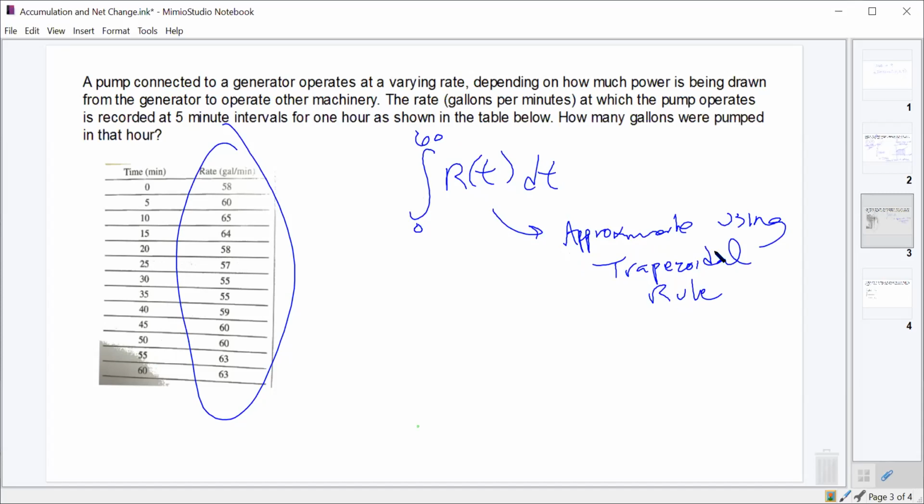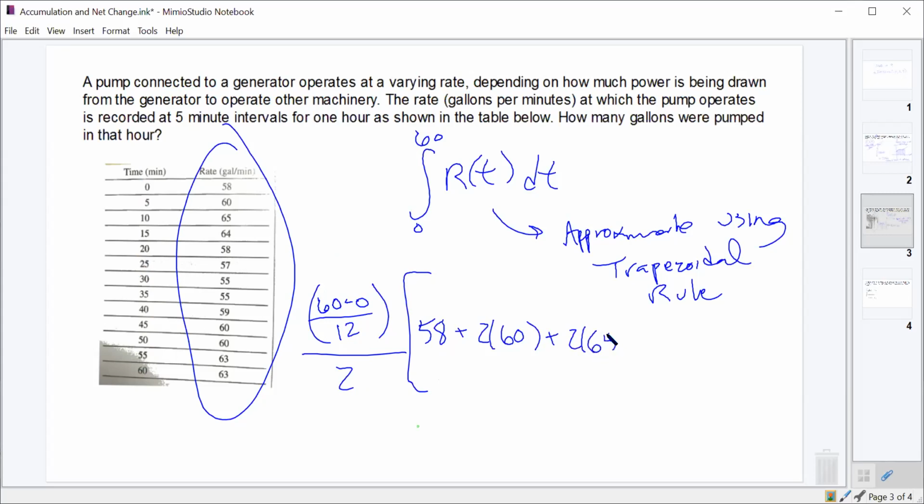So, how do we do the trapezoidal rule? The trapezoidal rule says h over 2, where h is b minus a over the number of subintervals. So how many subintervals do I have between 0 and 60 if I break it down every 5 minutes? 12. Yep. So b minus a over n over 2, and then the first y value, 2 times the second y value, 2 times the third y value, 2 times the second to last, and then just times the last. Good or no?